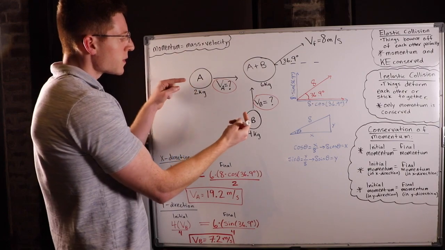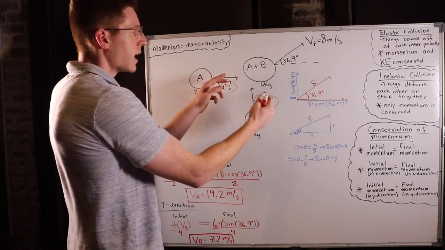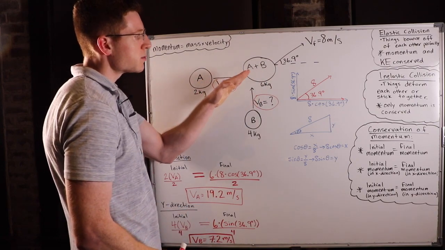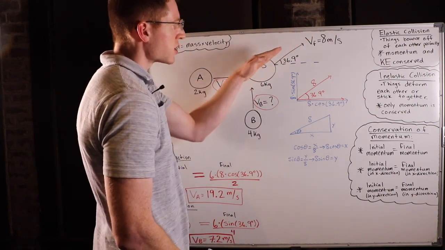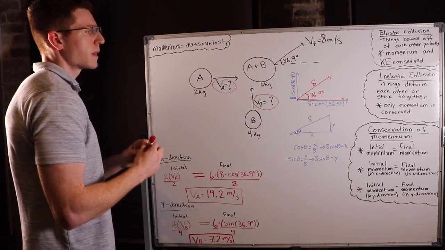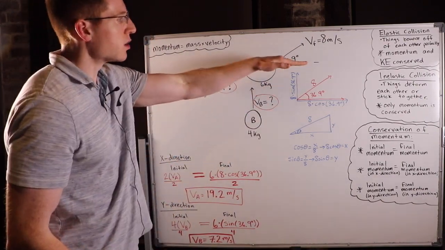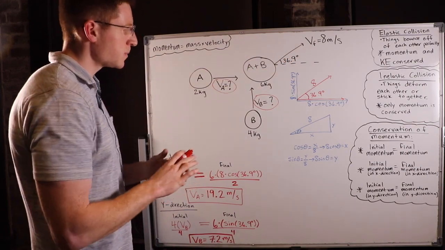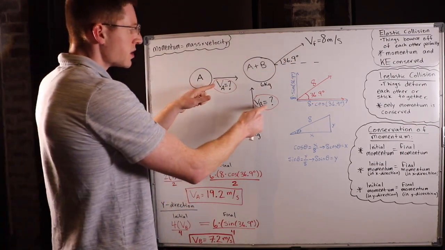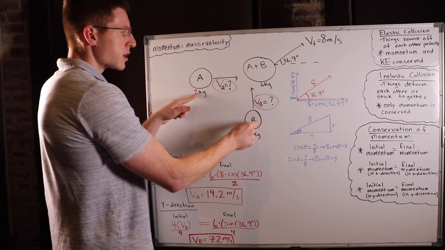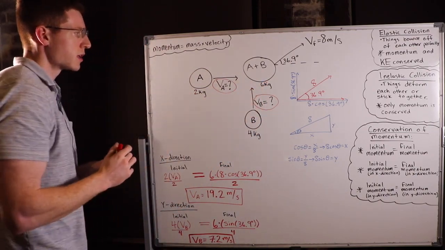But what we do know is that they eventually collide and combine together. And then this combination mass continues moving off in this direction at 8 meters per second. And that particular direction is 36.9 degrees north of east, okay? So we want these initial velocities here. And of course, the combination mass is going to weigh 2 plus 4, so 6 kilograms.